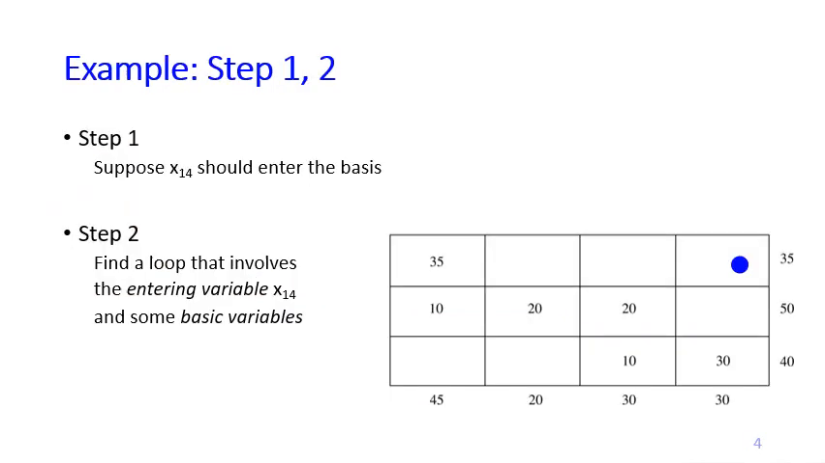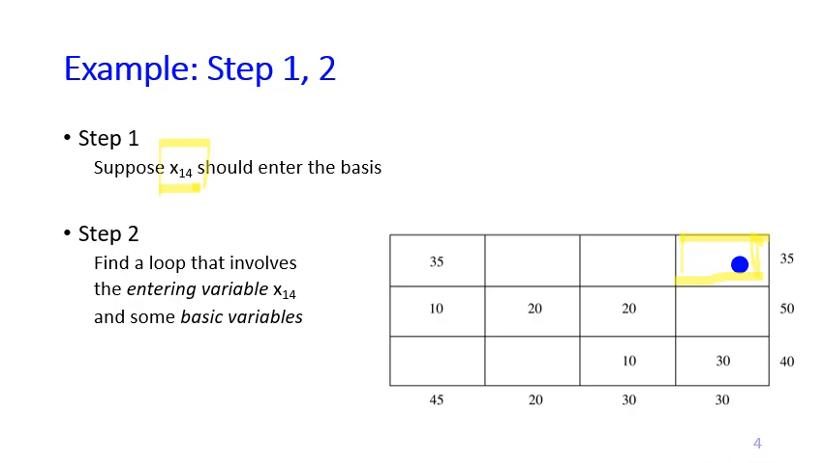So let's go through the pivoting procedure in transportation simplex step by step using an example. In step 1, at this point we just suppose that we know that x14 should enter the basis. We have not talked about how we know this, but at this point, let's just assume that x14 should enter the basis. In the form of the table, x14 is the cell 1, 4, first row, fourth column.